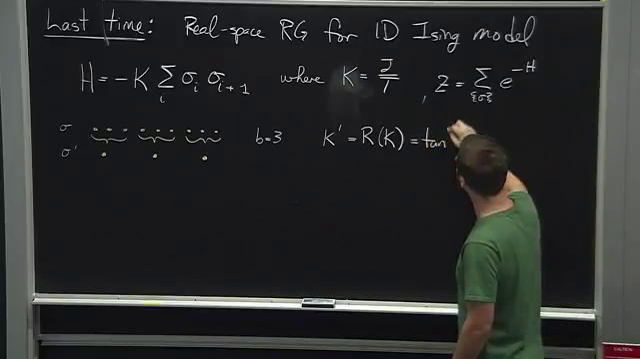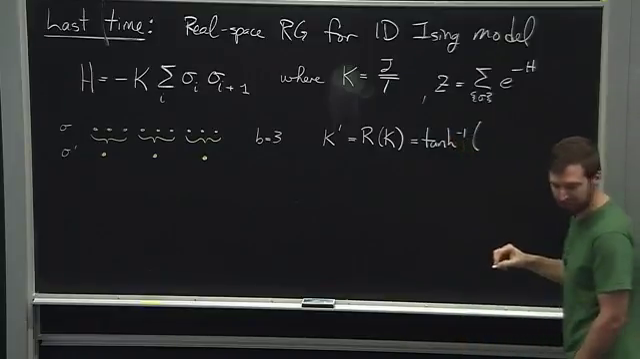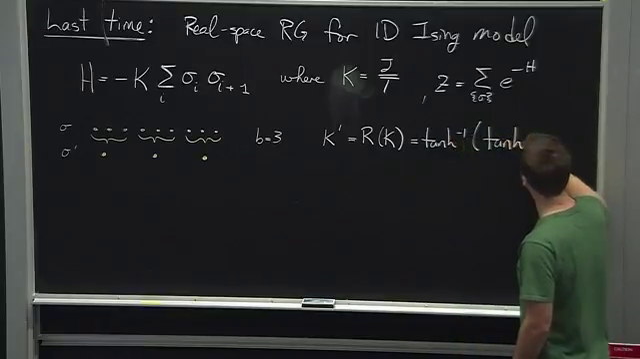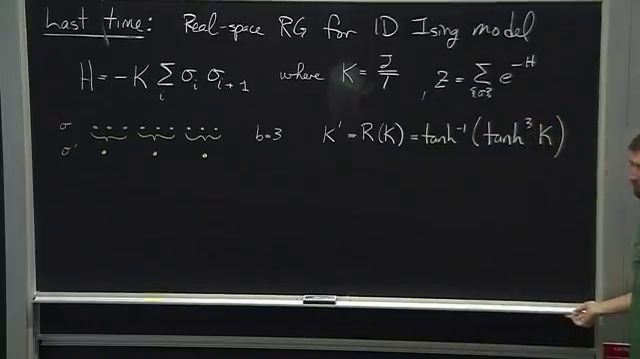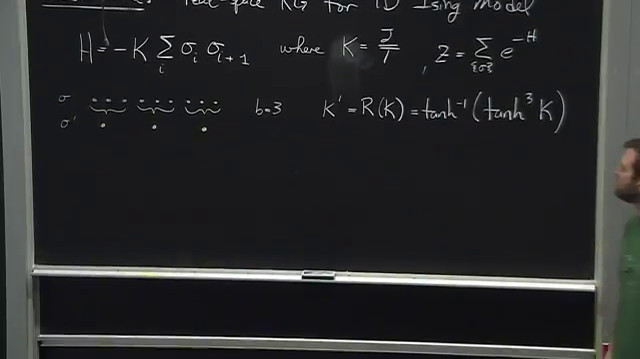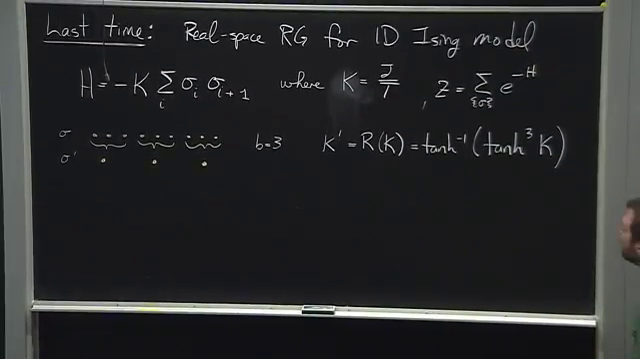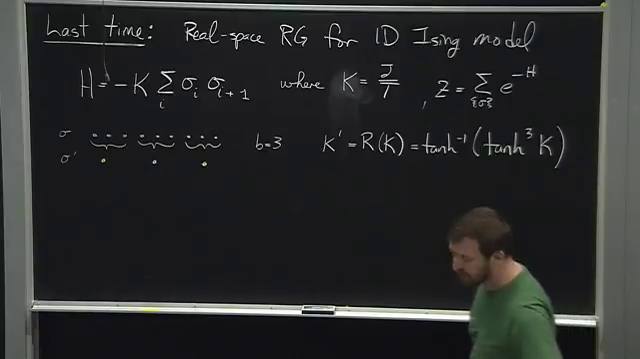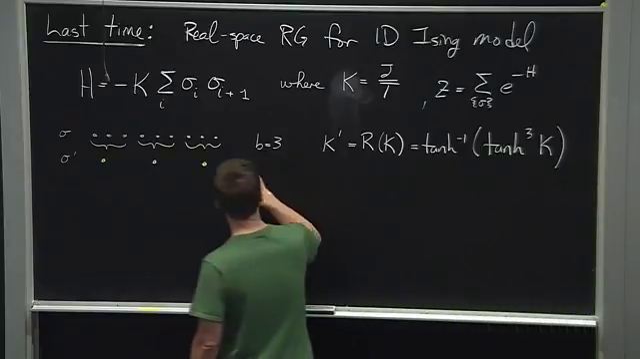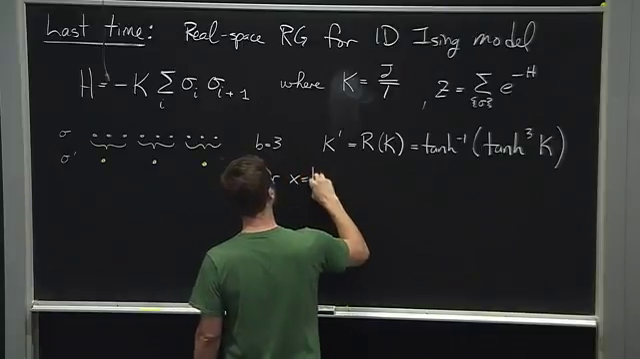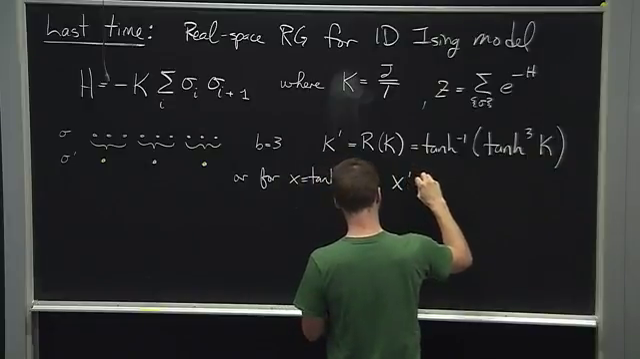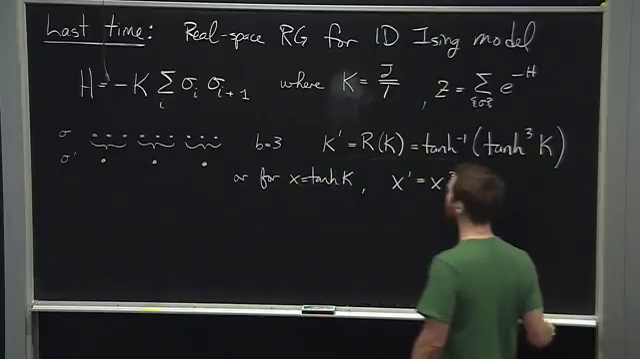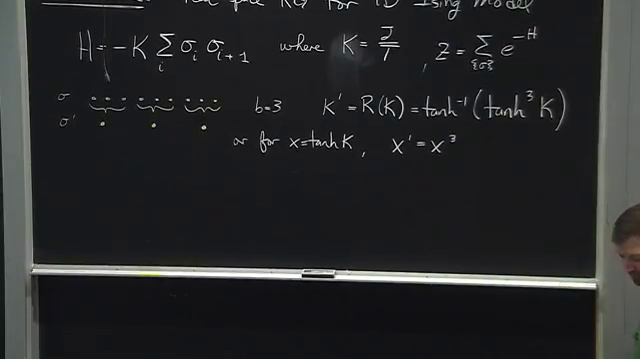It was inverse hyperbolic tangent of tanh cubed K. And I defined x as hyperbolic tanh K, right? So then I have x prime equals x cubed. So that part, we'll turn back to this in a minute.